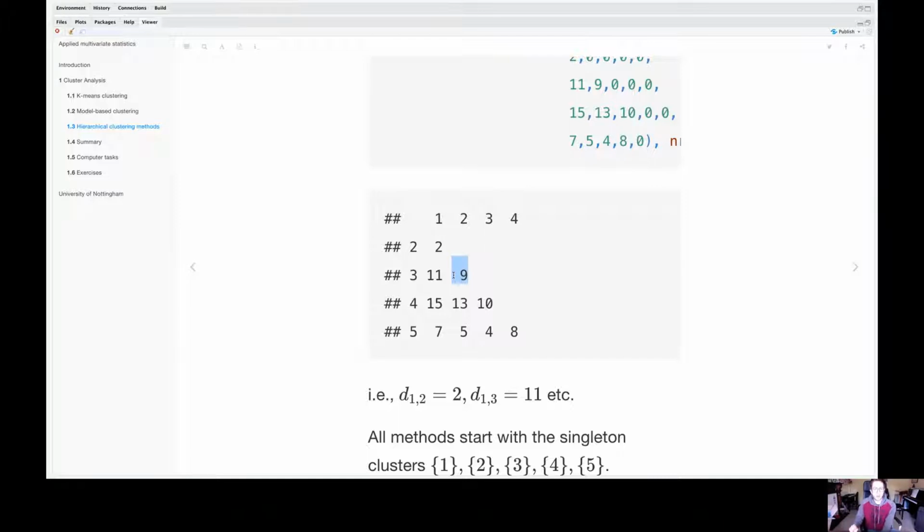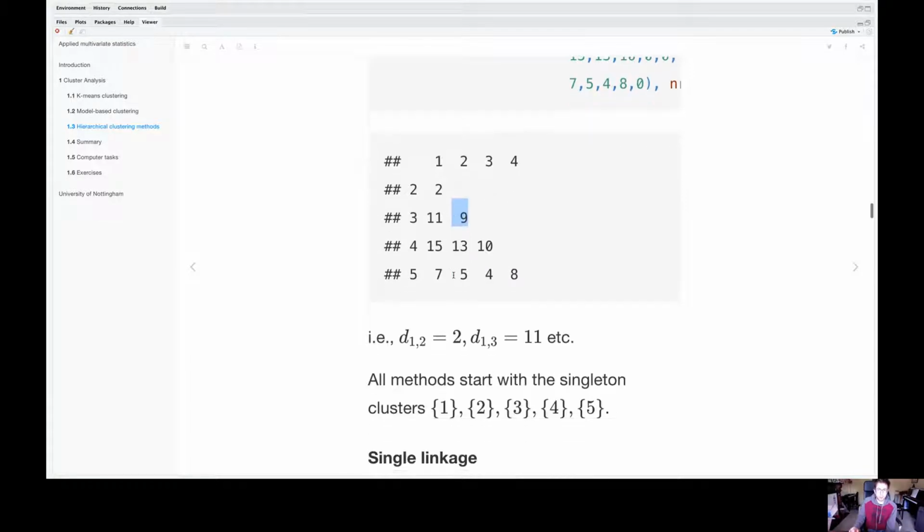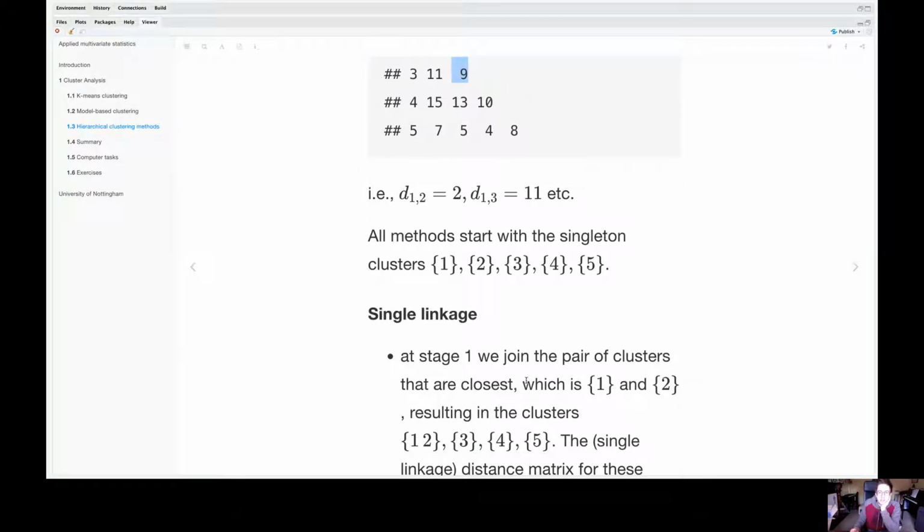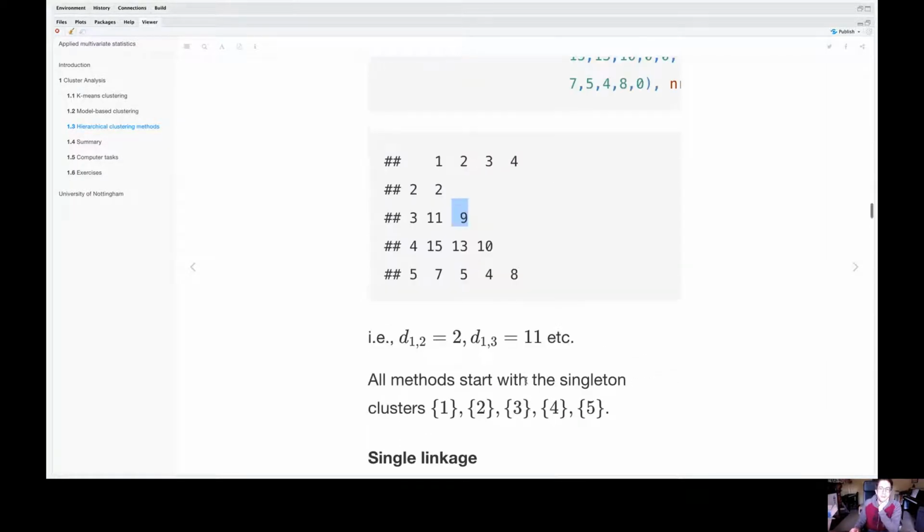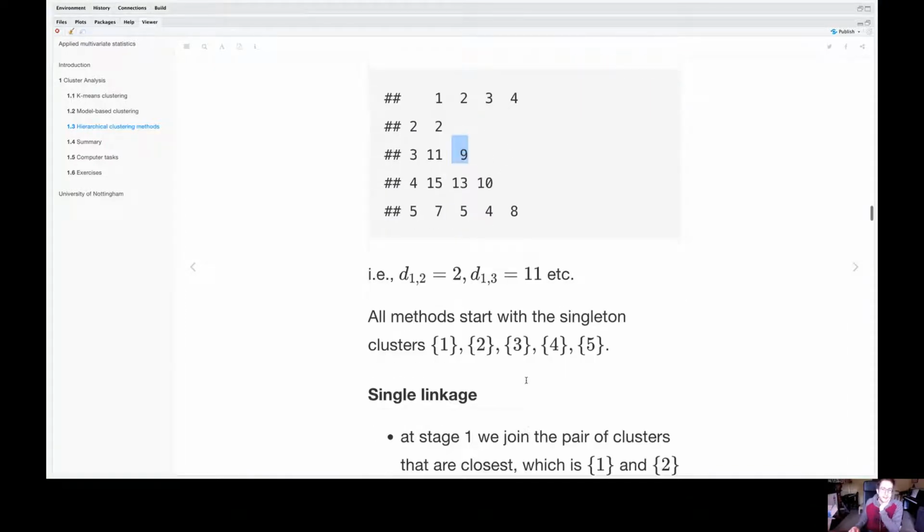etc. So the agglomerative methods all start with singleton clusters, the finest possible partition. So we've got 5 clusters, each one contains a single data point. Now then, how do the methods work? Well, let's think about single linkage first. At the first stage, we join the pair of clusters which are closest.